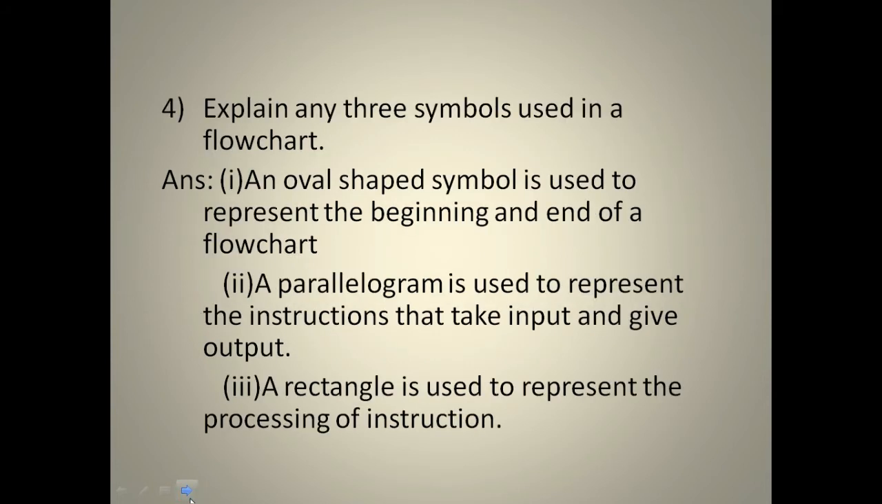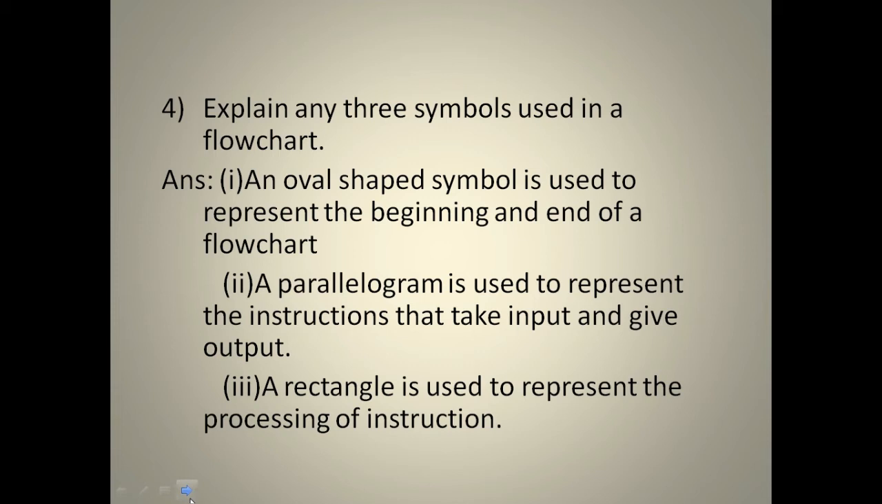Number 4. Explain any 3 symbols used in a flowchart. There are so many symbols. We'll just highlight the 3 ones. So first one is an oval shaped symbol, used to represent the beginning and end of a flowchart. That is a start and stop.